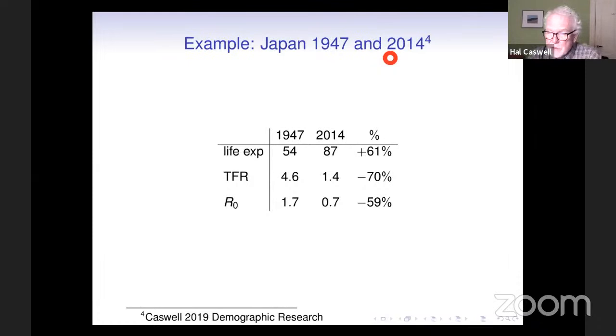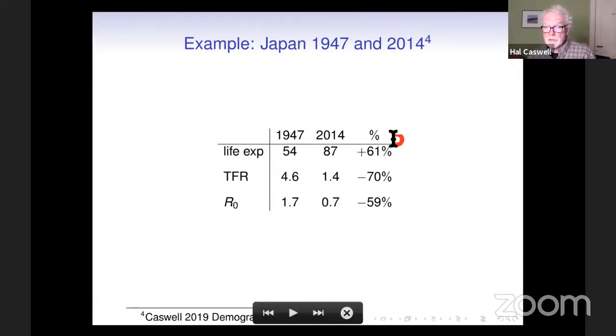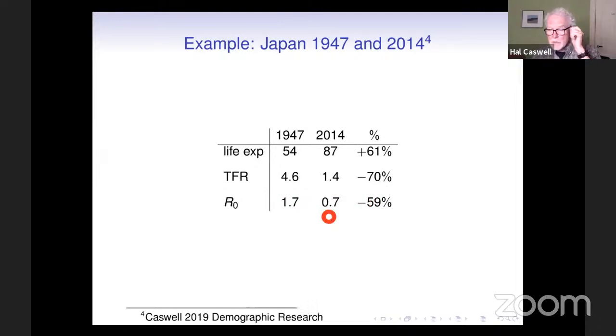I pulled this out of the human mortality and human fertility databases. Japan, between 1947 and 2014, went through some big demographic changes. In 1947, life expectancy was 54 years. That went up by 60-odd% to 87 years. Total fertility rate was 4.6. It dropped to 1.4. Net reproductive rate was 1.7. It went down to 0.7. Typical demographic development.